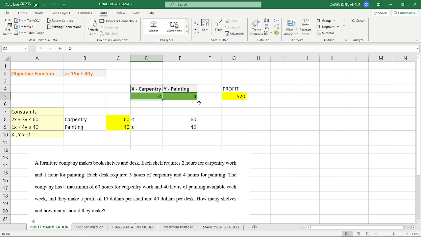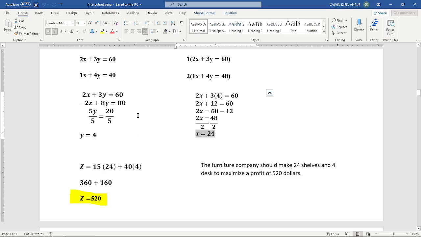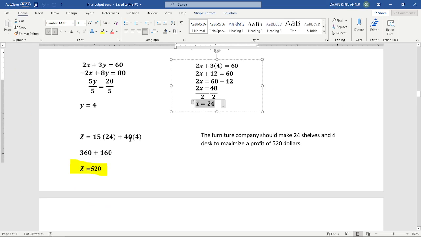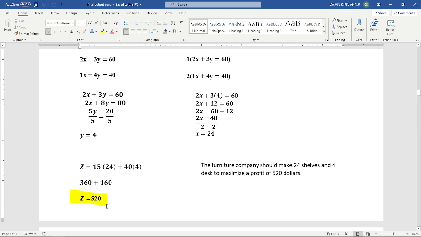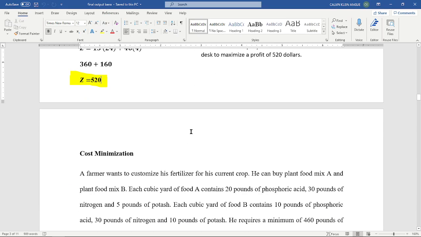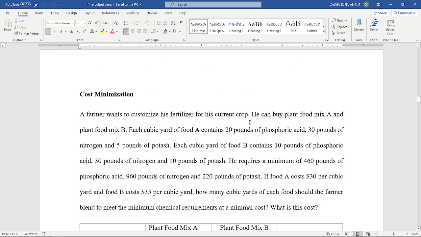This and then 4. Our painting will be equals to 4. Then our profit will be 520. So this is the same as in the Excel solver. So for the next problem will be cost minimization.